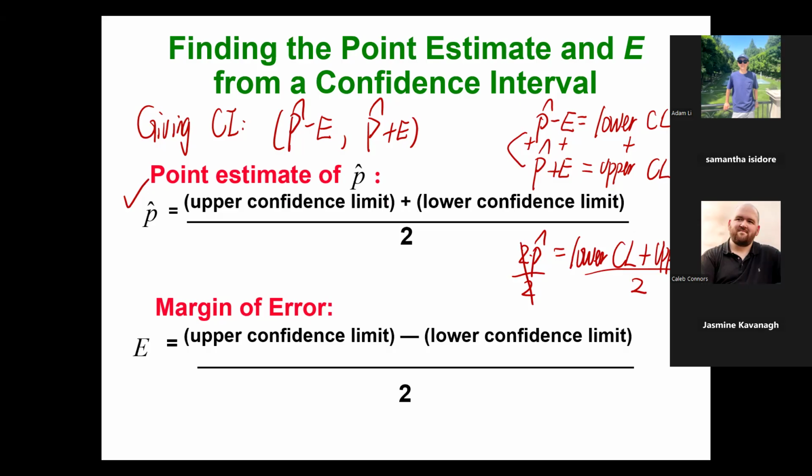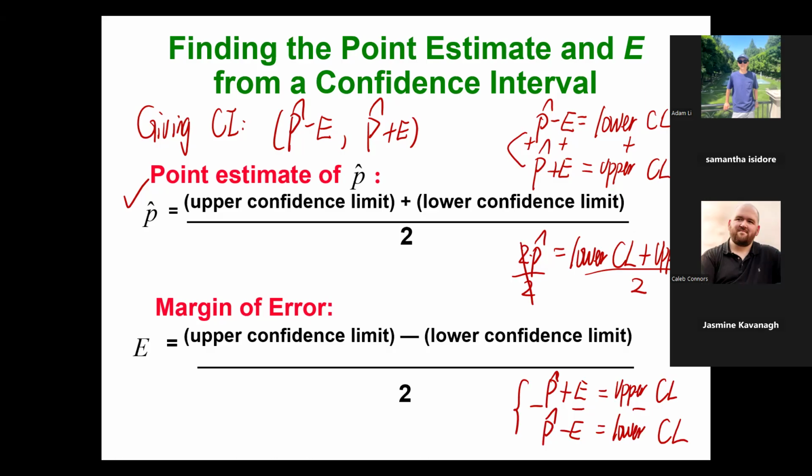And for the margin error, you could do this. You can just subtract the second equation. So taking this, p-hat plus margin error equal to the upper confidence limit, and then p-hat minus margin error is the lower confidence limit. Now if you subtract the two equations, the p-hat will be cancelled. Then margin error minus negative margin error becomes margin error plus margin error.